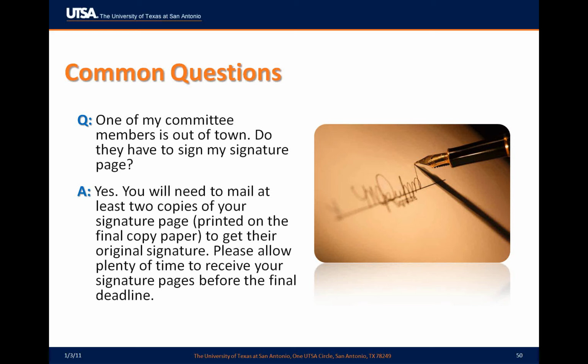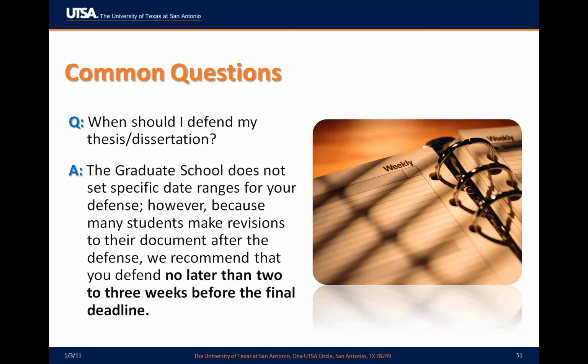I do recommend, if you have to mail your signature pages to a committee member, send more than 2 copies if you can. 4 or 5 is probably good. That way, if something happens to one of those copies, it's not a big deal. You've got some backup copies. So, for example, let's say you're at your defense and you're passing around your signature pages for signatures and someone spills coffee on them. It's not a big deal. You don't have to mail new copies to that committee member who is out of town to get their signature. You can just pull out your backup copies and go ahead and get those signed.